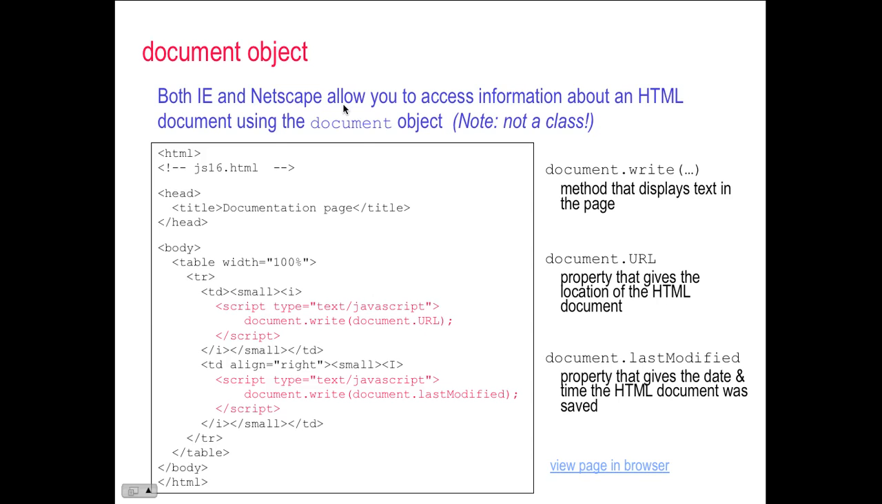The document object allows you to access information about the HTML document. It's not a class. It's part of the document object model, as I was mentioning before. So there's document.write and document.URL. That's the property that gives you the location of the HTML document. It's the URL that the document's located at.